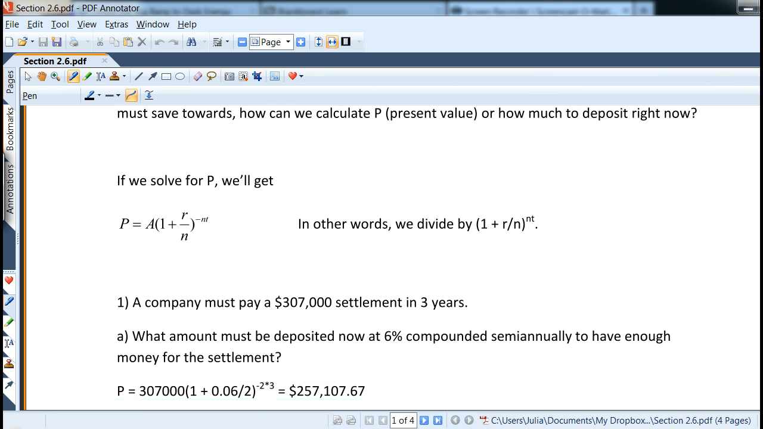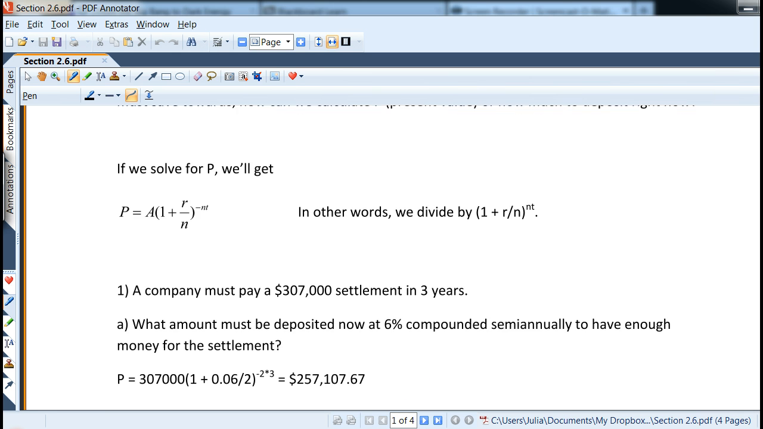Well, notice how I set up the equation. We know the future amount is $307,000 times the rate, which is 0.06 divided by 2. Semi-annually means twice per year. To the negative, notice I used the negative sign on your calculator, otherwise you'll get an error. You can put in -6 if you'd like, instead of doing 2 times 3. But here's what I did, and I found that they must deposit $257,107.67.